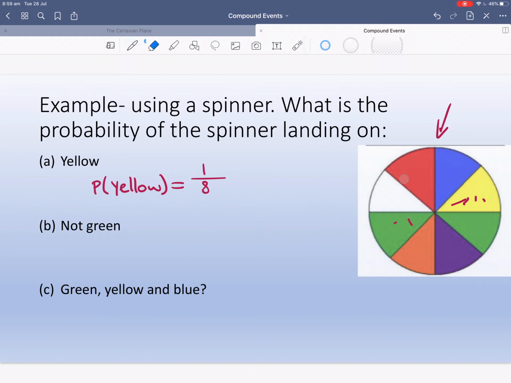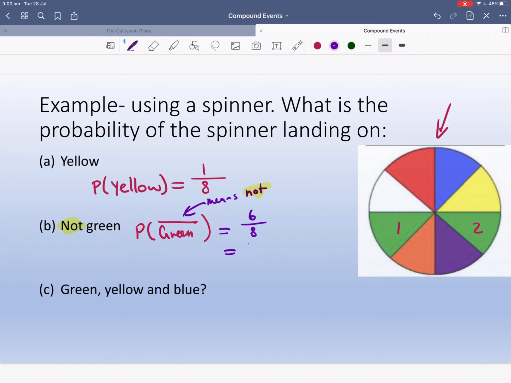Okay, let's look at what's the probability of not green, all right? So there's a couple of ways of doing this, but essentially there's 1, 2 greens. So not green, I'm going to use our notation, which is green, and put a line on top of it, and that means not. So the same as what is there. And so that looks like there's 6 left out of 8. And then we can simplify that to be 3/4. Now there's an alternative way of doing it. Please ask your teacher if you wanted to learn the alternative way. Otherwise, just do it this way because it works out pretty straightforward.